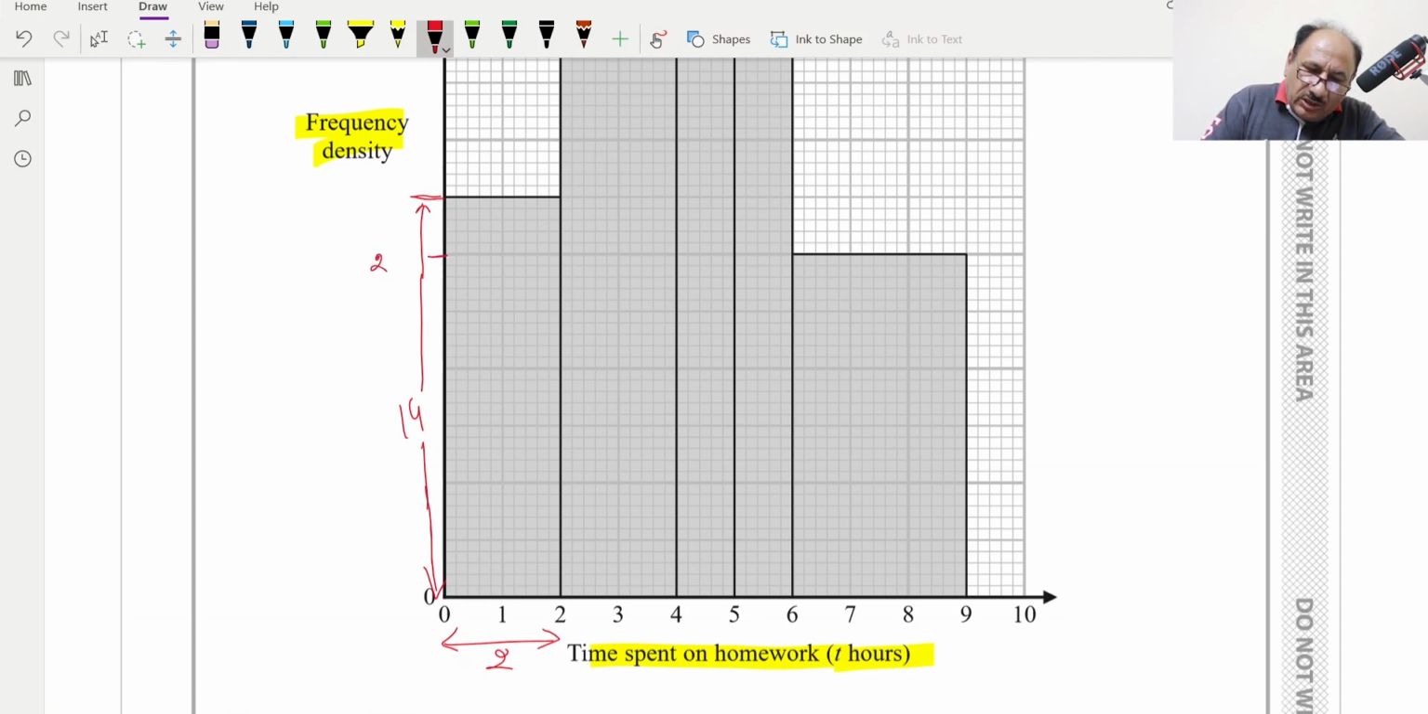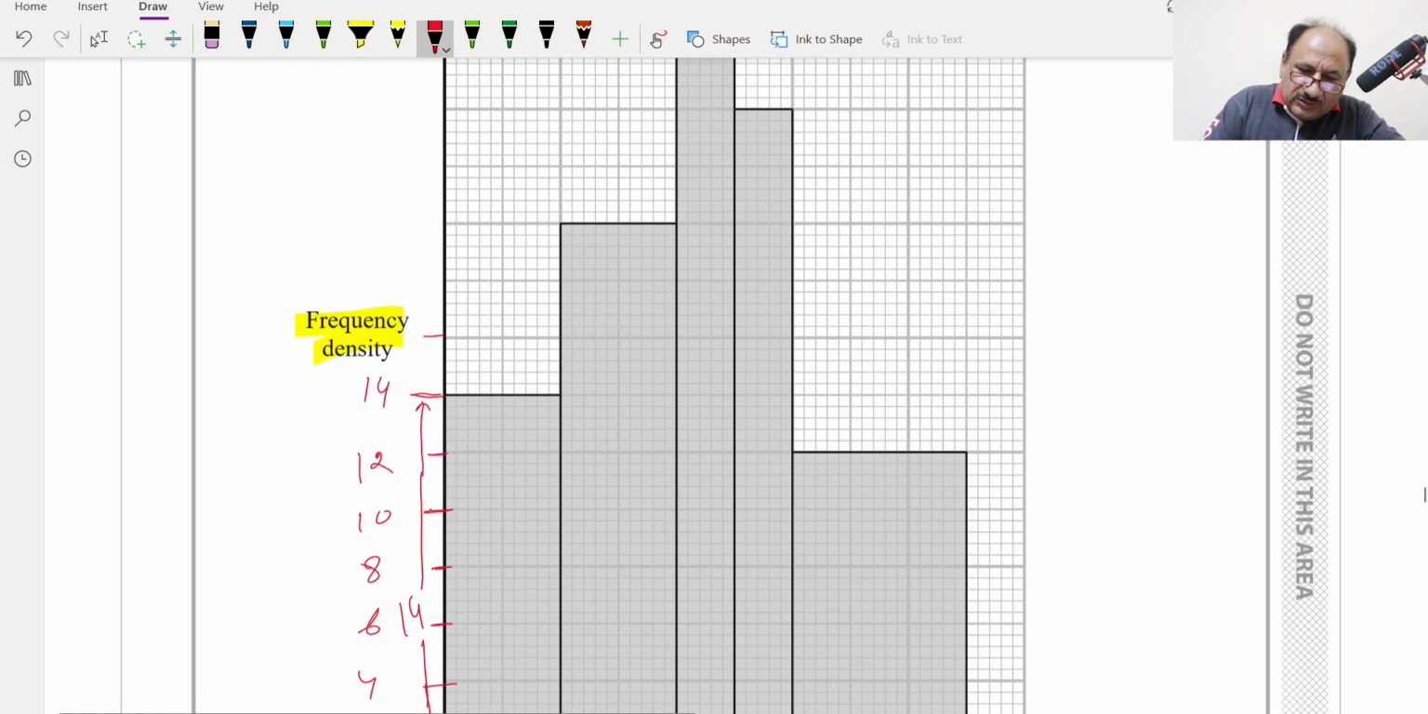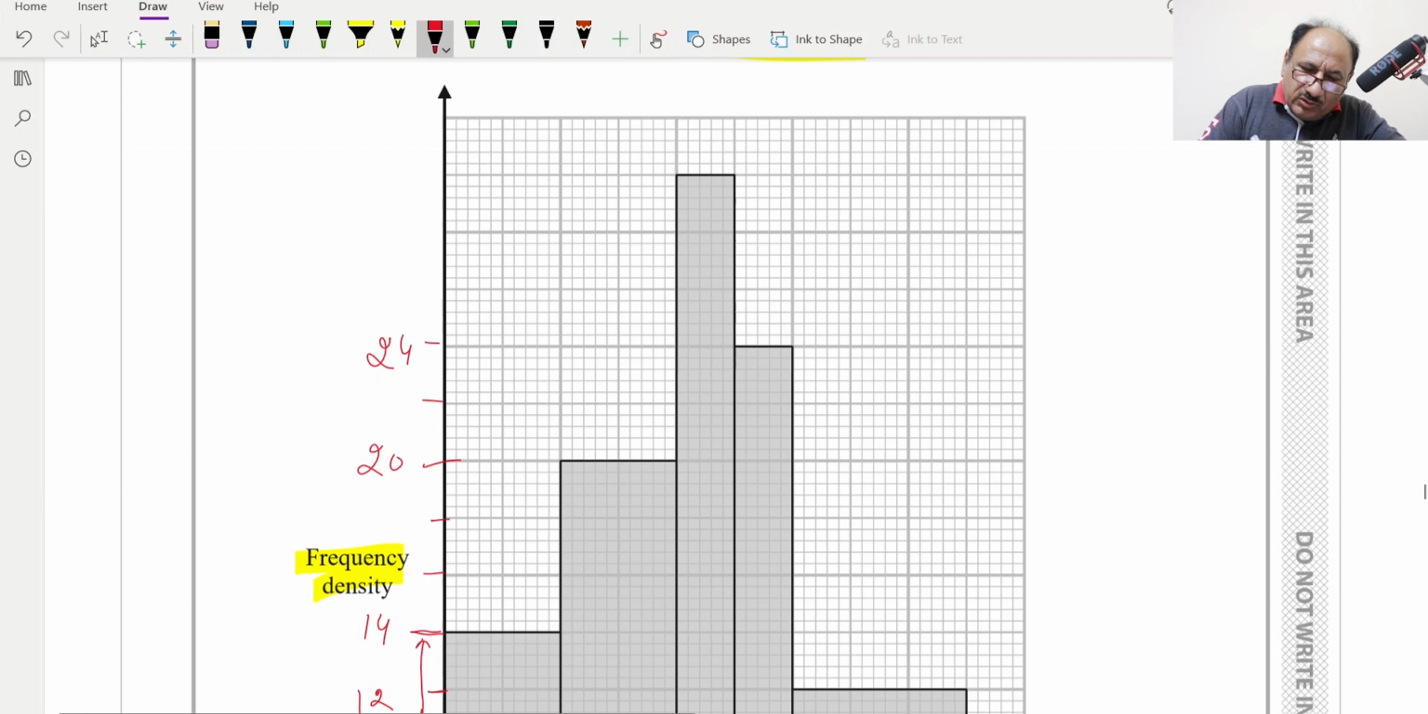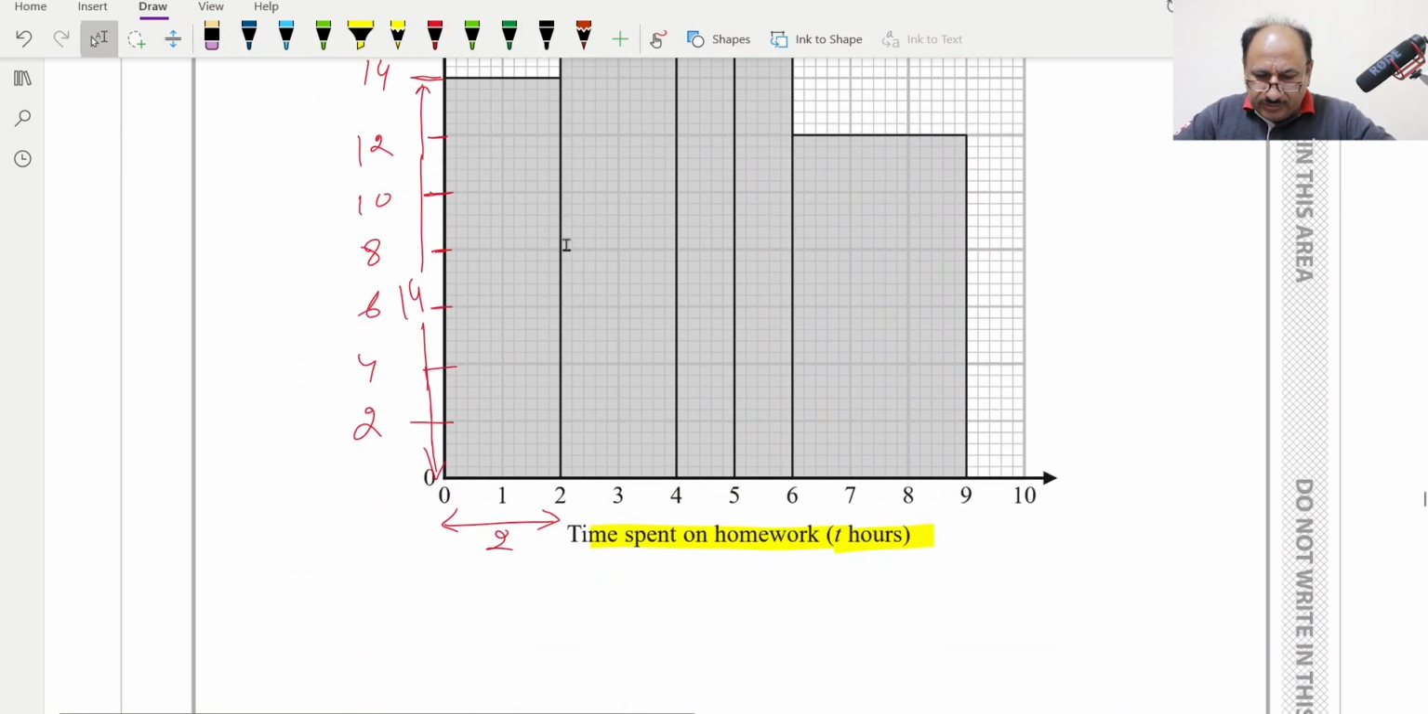So this will be 12, this will be 14, this will be 10, this one will be 8, this one will be 6, this one will be 4, this one will be 2, and the range we can extend for this one. This was 16 and 18, and this will be 20, 22, 24, and next will be 26, 28, and this one will be 30 up to this one. So we can complete this side also.